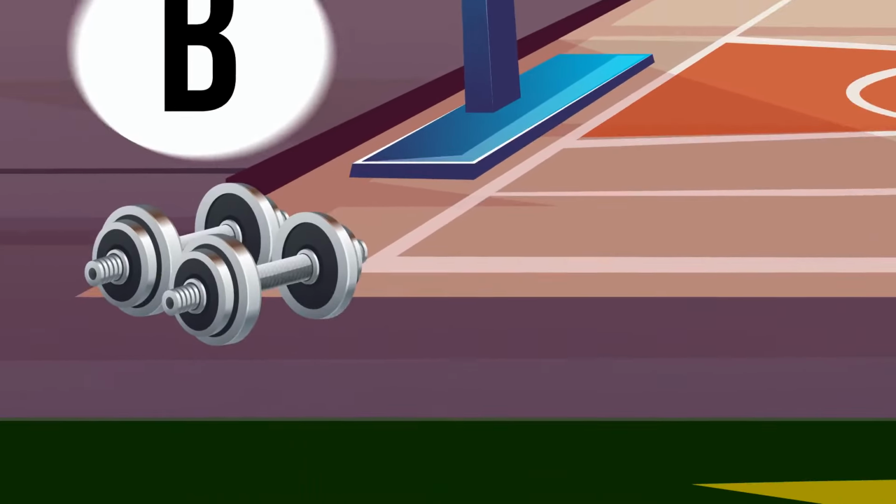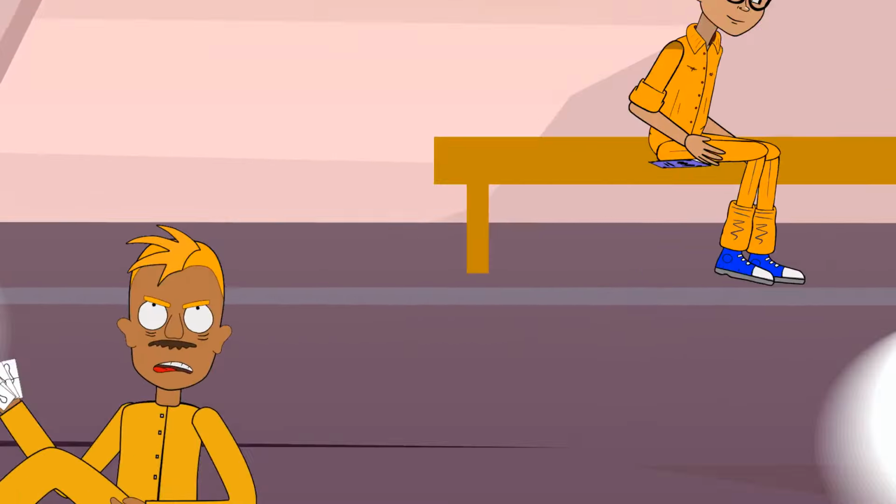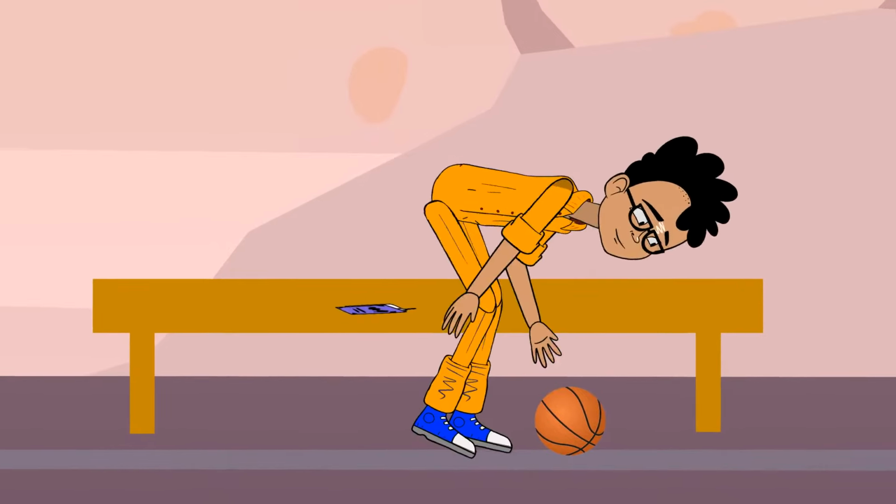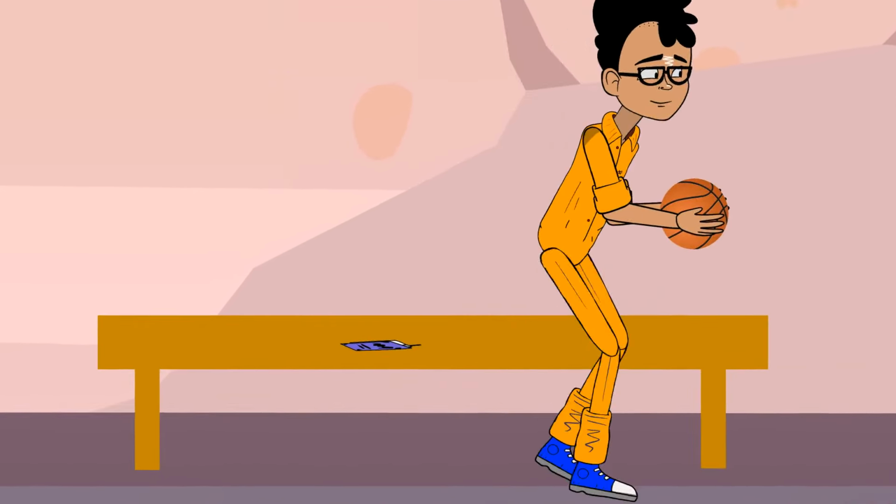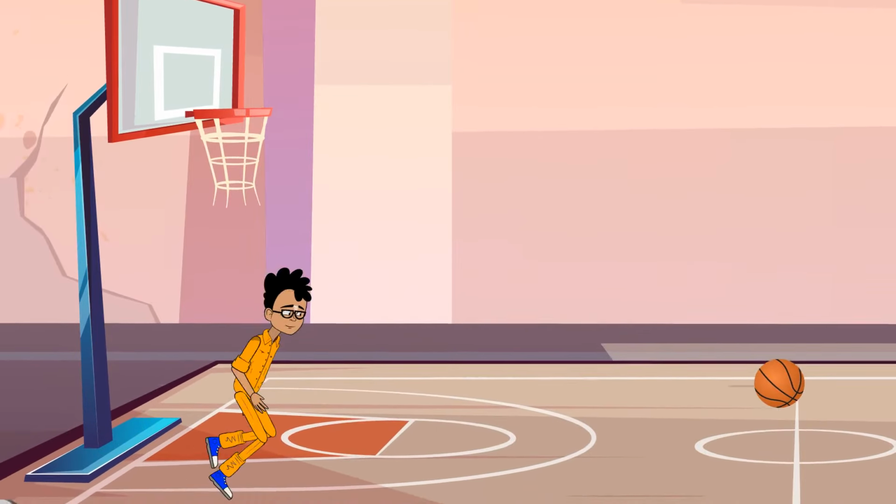You can offer to work out with the dumbbells or play cards, but it will be difficult for you to get out of his sight. Start playing basketball. Throw the ball far away. The prisoner will run after it. Meanwhile, you'll take the book.